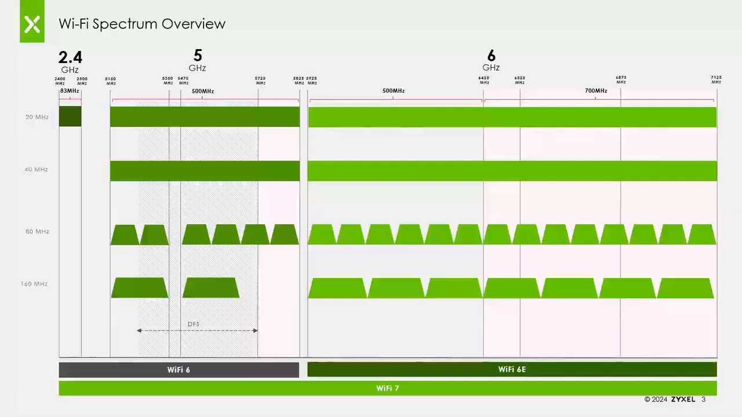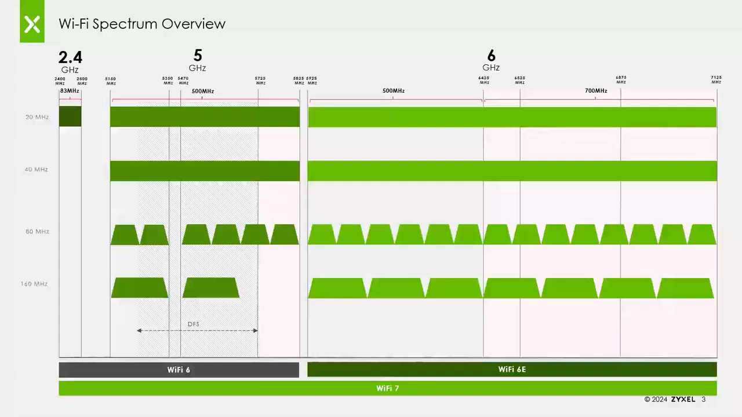So for instance here, with 5 gigahertz, you only had two 160 megahertz channels available. And to use either of them, you had to overlap on the DFS spectrum, which in some places is not very reliable. And in a lot of cases, client devices do not support those DFS channels. So you would not be able to use the 160 megahertz channels. Where with 6 gigahertz, you've got 7 non-overlapping 160 megahertz channels. And any device that supports Wi-Fi 7 is going to be able to support any of those channels here in North America.